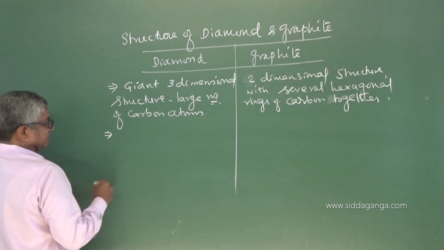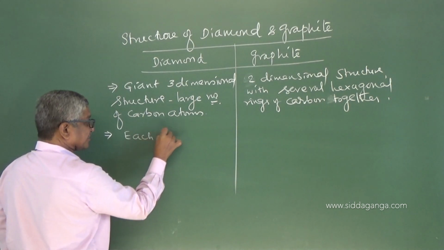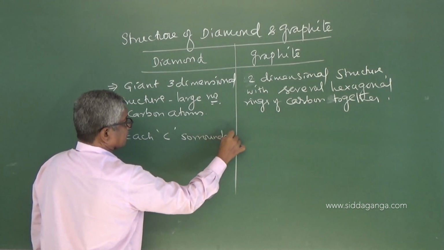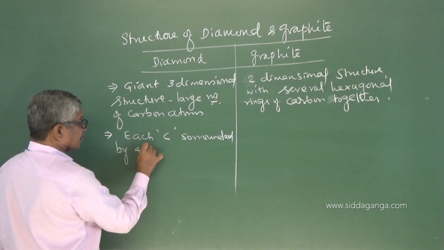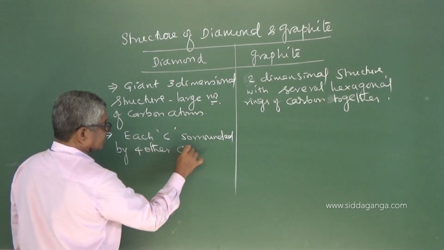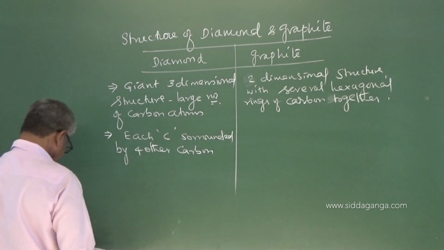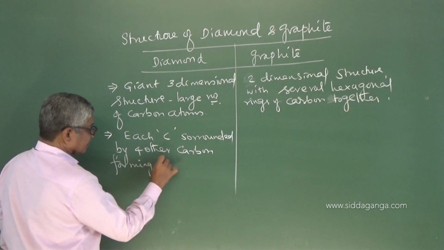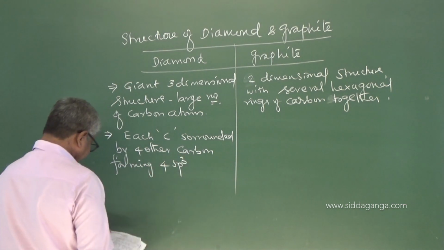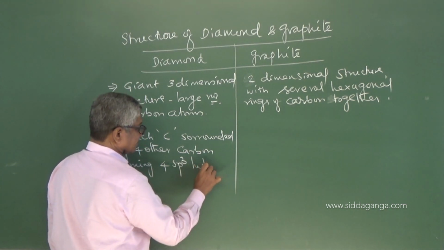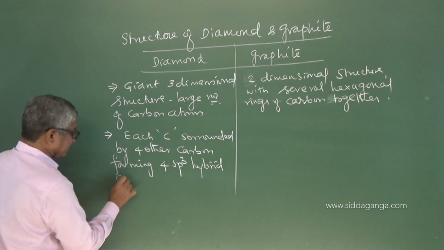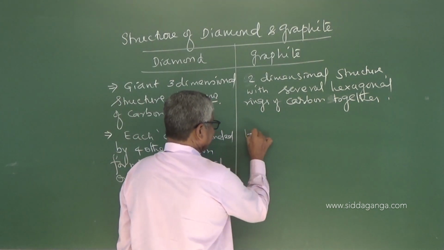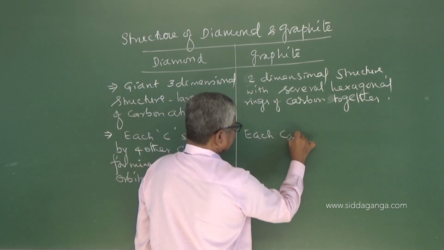Here in diamond, each carbon is surrounded by four other carbon atoms, forming four sp3 hybrid orbitals.